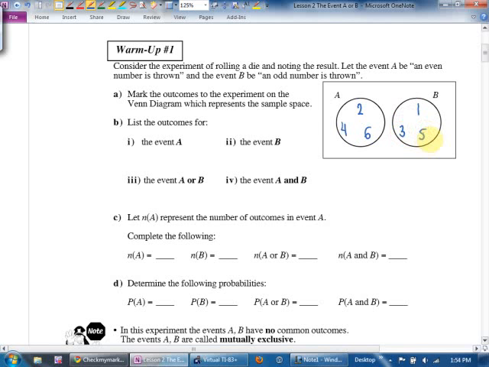So it says, list the outcomes for the event A. Can you see them from the Venn diagram? 2, 4, or 6. The event B, 1, 3, or 5. What about the event A or B? So that means one or the other or both. Any numbers that appear in one or the other or both. I think, Madison, that's all of them. Now, the event A and B means which ones are happening at the same time. Are there any numbers that are odd and even at the same time? Empty set. Zero with a line through it. Don't just put a zero because zero is a number. Zero with a line through it.